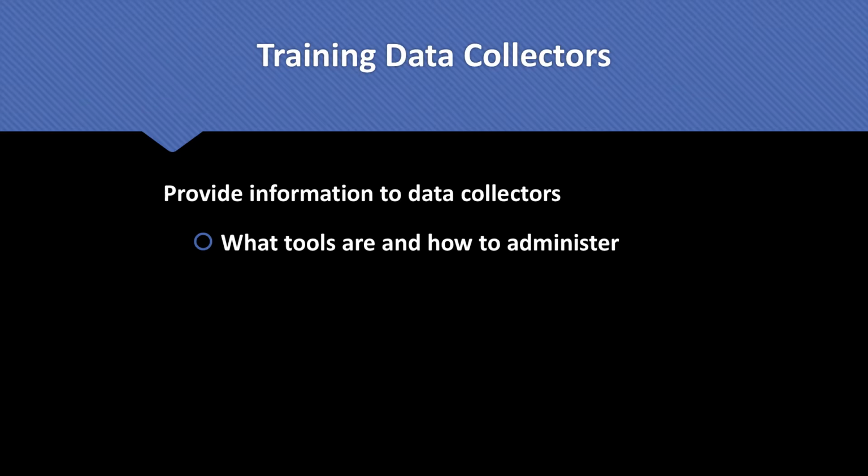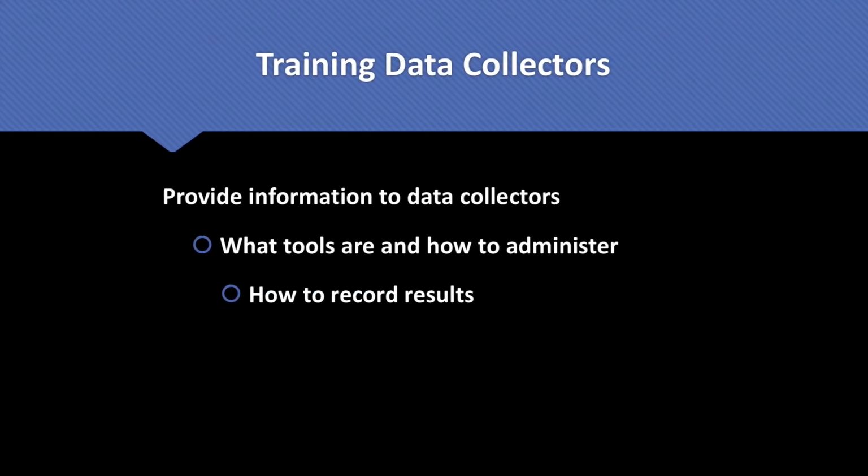This should include information on how to handle problems that may come up during the administration, such as the participant doesn't complete the entire tool because of an emergency, or maybe the participants complain. Data collectors should know how to record results from tools and should understand the steps to ensure completeness, consistency, and accuracy of the recorded data.